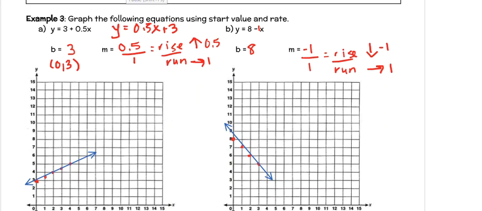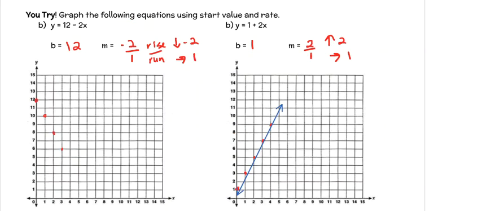So I want you to pause the video right now and do the try problems, and then check your answers with what I get. All right, so these are my answers to the you-try problems. And whoops, I forgot to create the line here. So I'll just do that. Oh, this is a terrible line. There you go. That's your line. And these are the lines. Check to see if your answers match up.